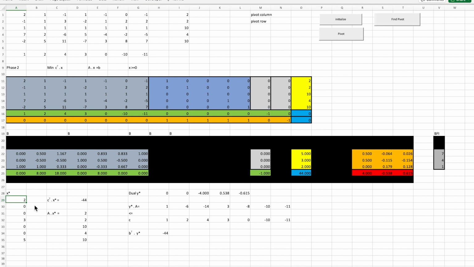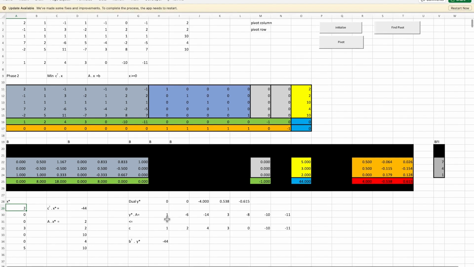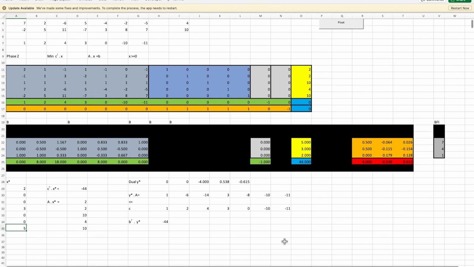Well, it says that whenever an entry of the optimal solution is positive, then the corresponding constraint in the dual must be an equality. So, for example, the first one is positive, so the first constraint, which is this, is an equality, and 1 is equal to 1. Here the fourth one is positive, so the fourth constraint is an equality, so 3 is equal to 3. Finally, the last one is positive, so the last constraint in the dual is an equality, so minus 11 equals minus 11. So this of course satisfies the complementary slackness that we reviewed.